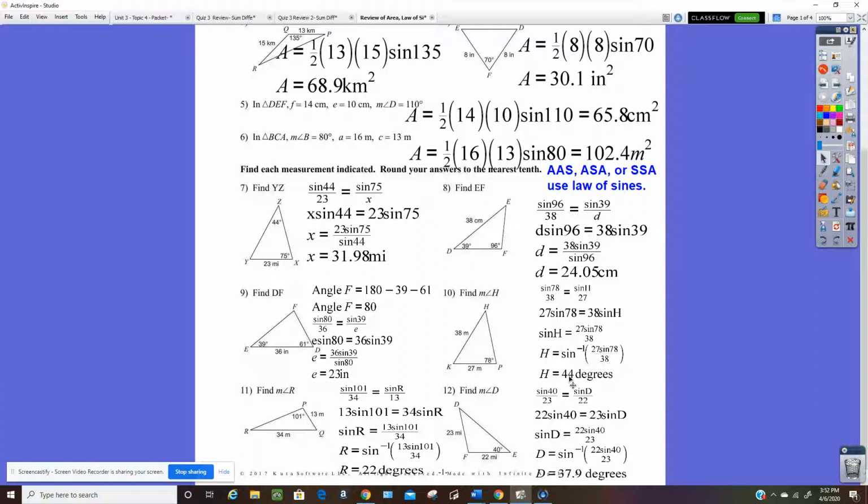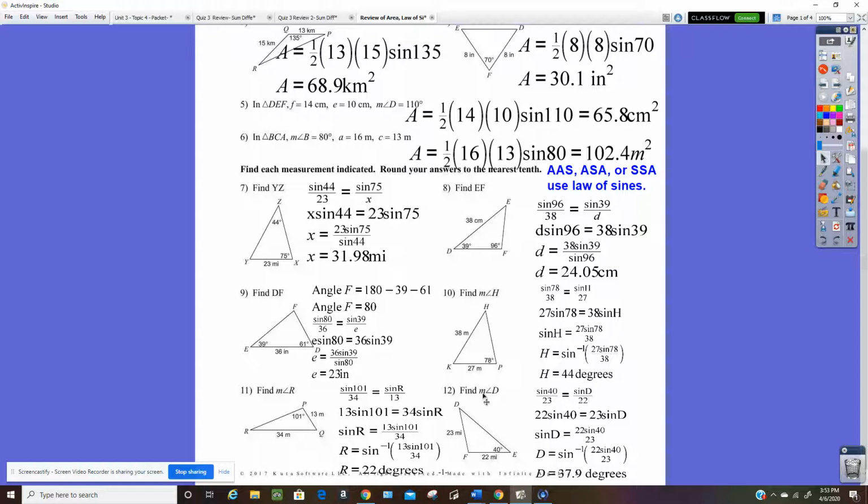11 and 12, you're doing a similar problem there. You're trying to find the angle. So if I want to find angle R, that's this angle here. I have sine of R over 13 as one of my ratios, and the other one would be sine of 101 over 34. Equate those two, so it becomes a proportion. Cross multiply, and then sine R is equal to 13 sine 101 over 34. To find R, you need to do the inverse sine of that ratio. You get 22 degrees for the angle there.